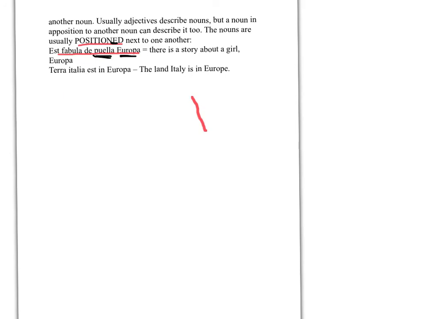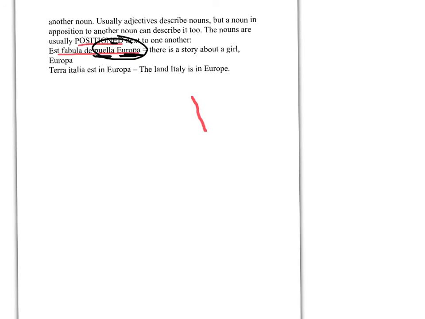Puella and Europa are in apposition to one another. They stand next to one another. And Europa essentially explains or describes puella. There's a story about a girl, Europa.